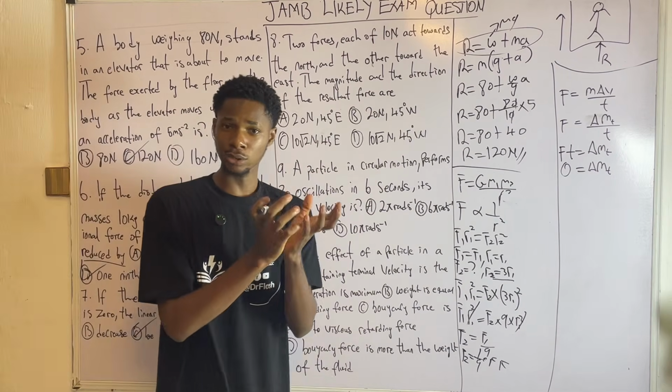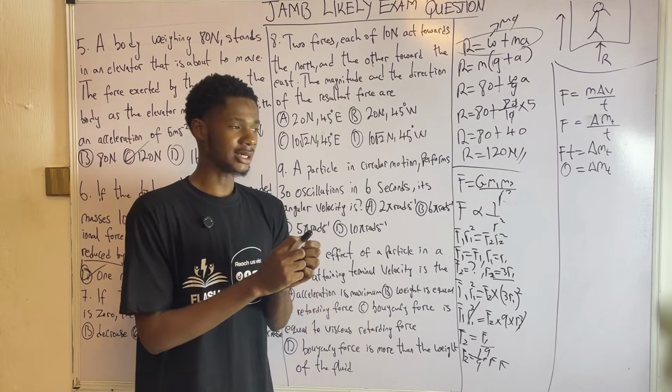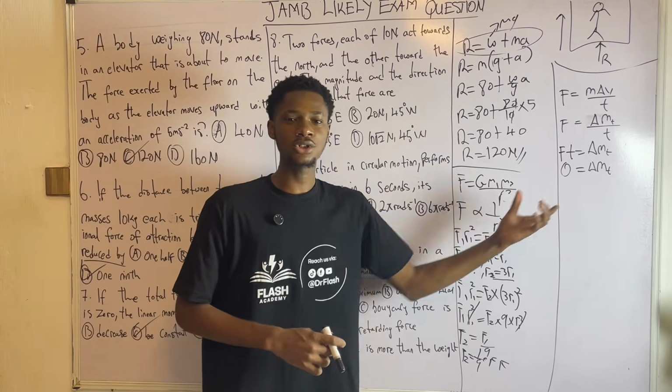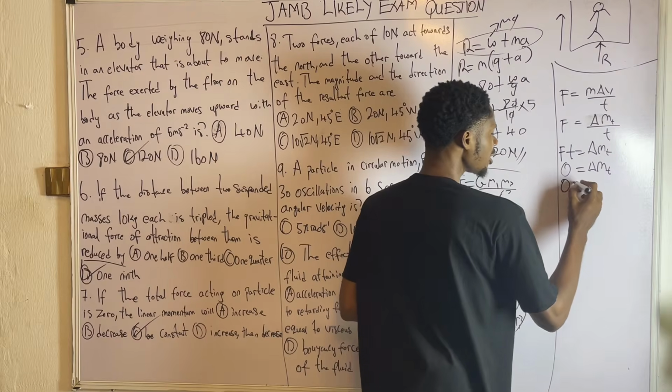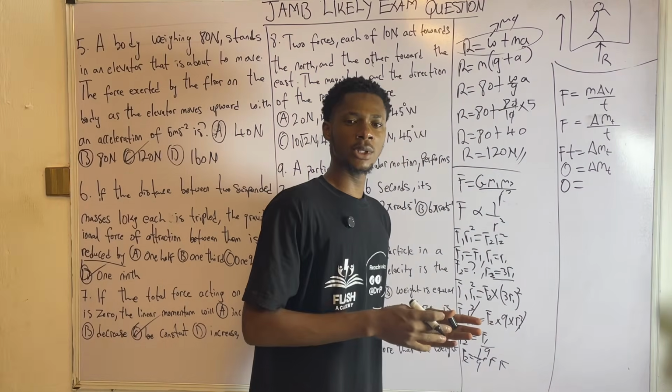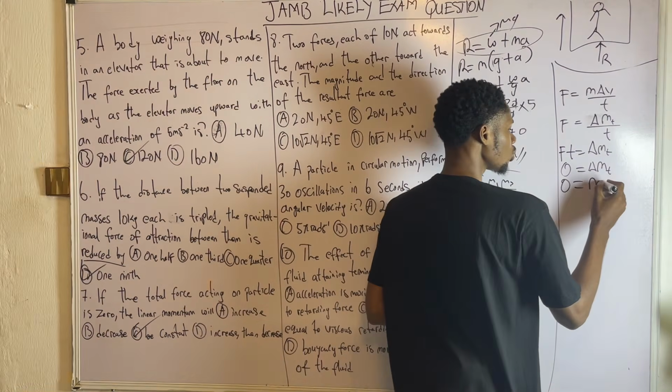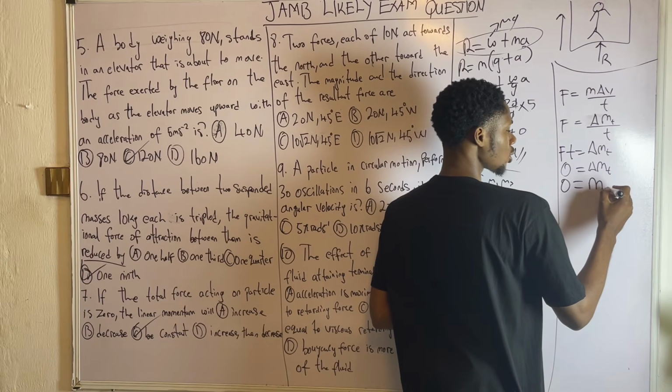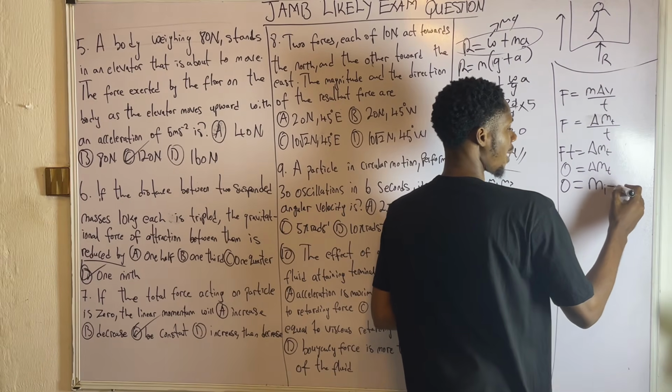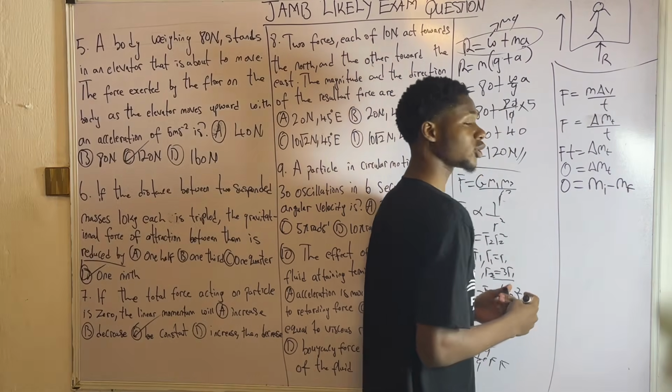But let's assume you don't understand what I just said. I'm going to try and break this down further. We can also say 0 is equal to, let's say we're having two momentum, initial momentum and final momentum. So initial momentum, minus final momentum, depending on which one is bigger.